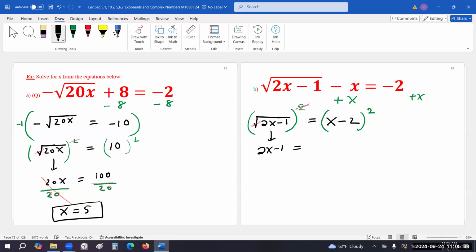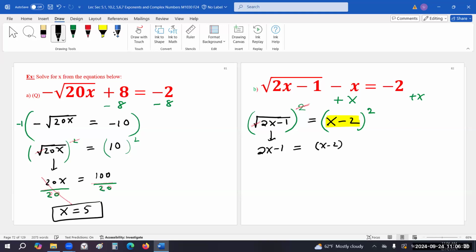2X minus 1. We are happy on the left side. But on the right side, we are not so happy. There is no exponent rule of distribution if you have a negative or positive sign between the two terms. It cannot distribute the power. Not possible. All the rules are for multiplication and division. For addition and subtraction, there is no exponent rule. So what you do is you multiply your base twice.